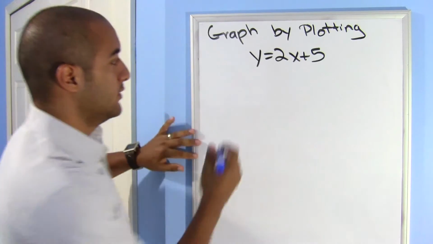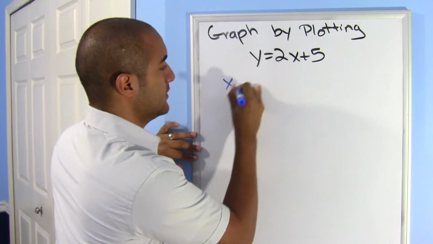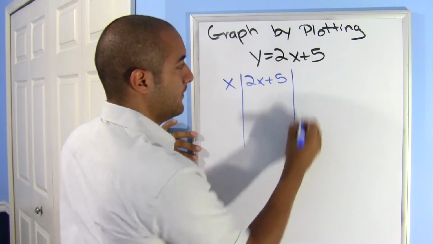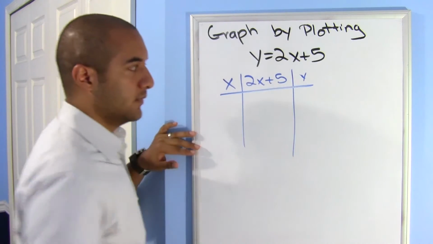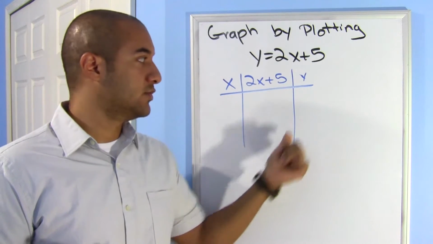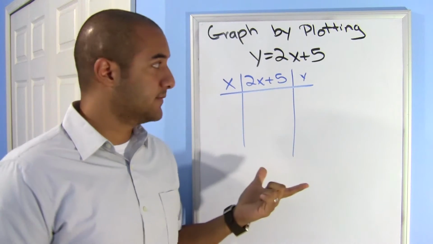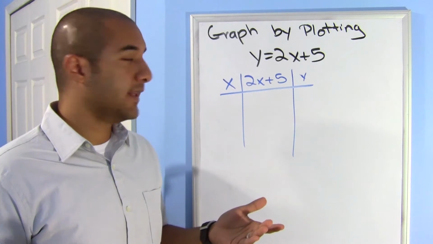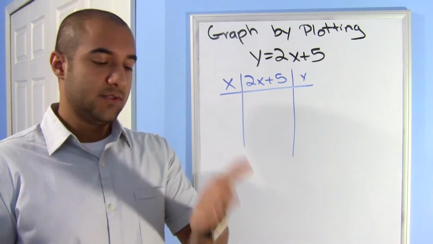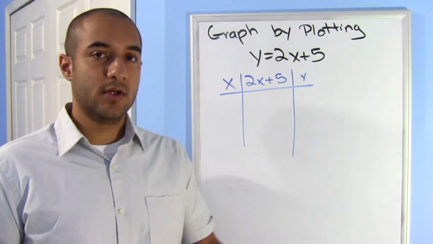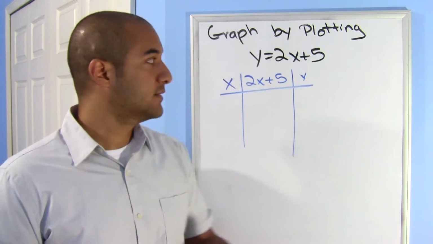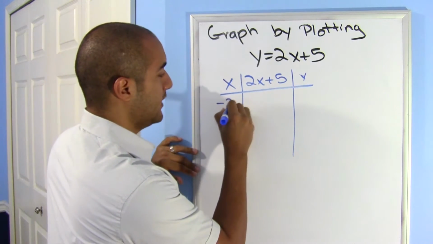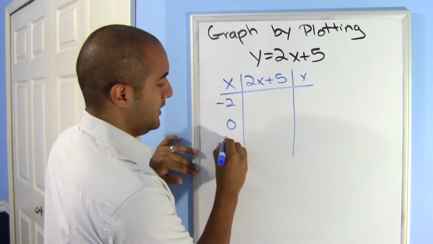There are different tables you can use. I like to use this one because it lets me know my substitution, and then here I have my ordered pairs. Remember, you're choosing the x's, so I like to choose usually a negative, 0, and a positive, or 2 negatives, 0, and 2 positives. In this case, I'm just going to choose negative 2, 0, and 2.